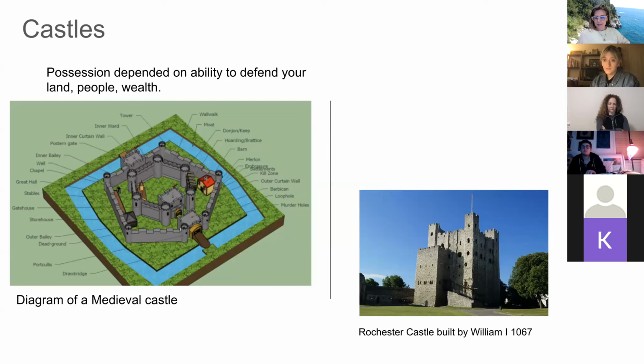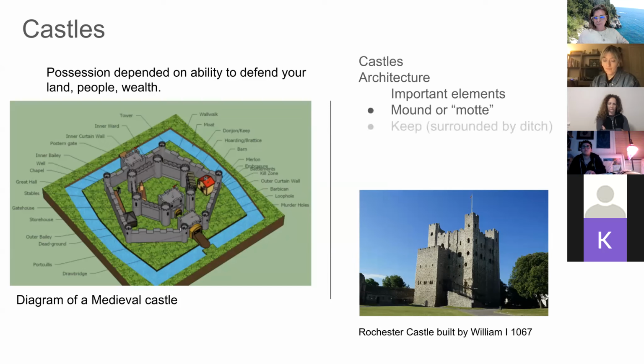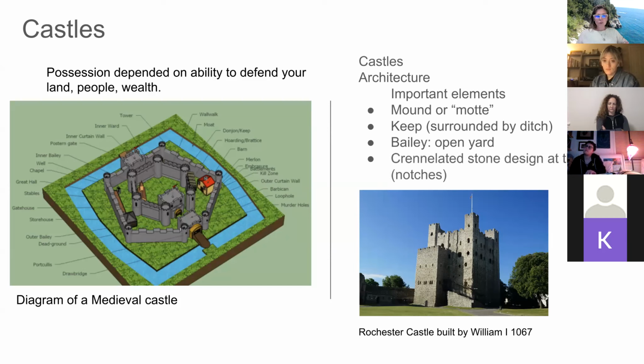So here's a really early castle, 1067, built by William the First, made of stone. A lot of times they were built on a mound. And then the keep is where the noble family would live. And then the bailey was sort of like the open yard, and an inner bailey and an outer bailey, which is basically just a yard. And then the crenellated stone design, which is basically all these notches that you see.